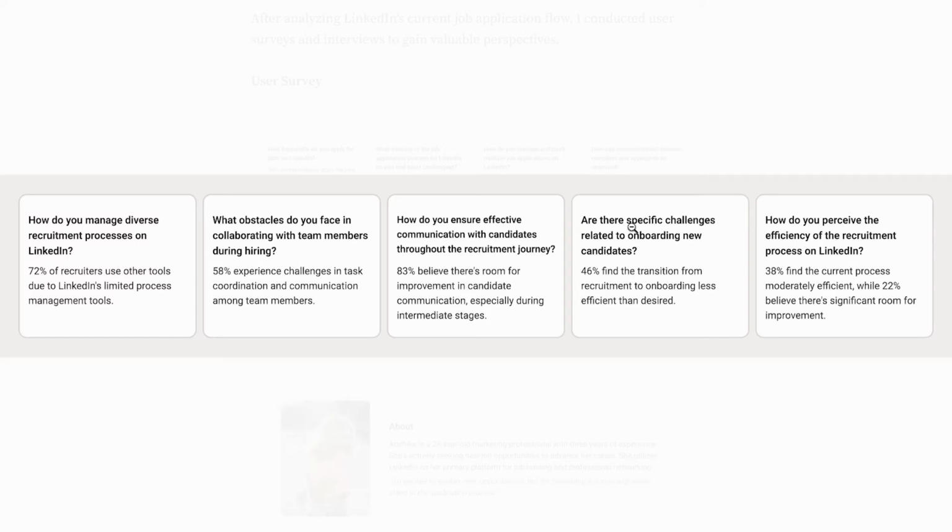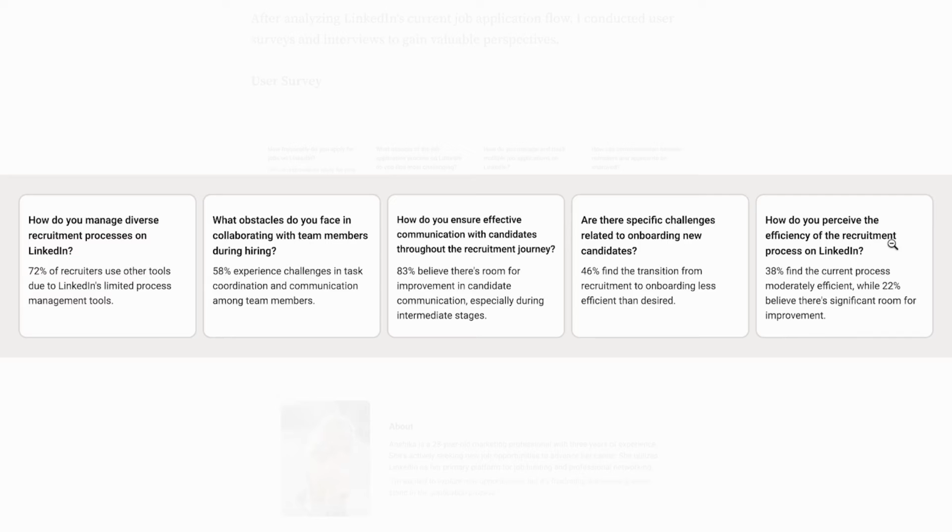Are there any specific challenges related to onboarding new candidates? 46% find the transition from recruitment to onboarding less efficient than desired. Here again, the question is, are there specific challenges? And here the answer is, yes, there is. The question is, what are the challenges? Not whether there are any or not. Here again, this is not making sense.